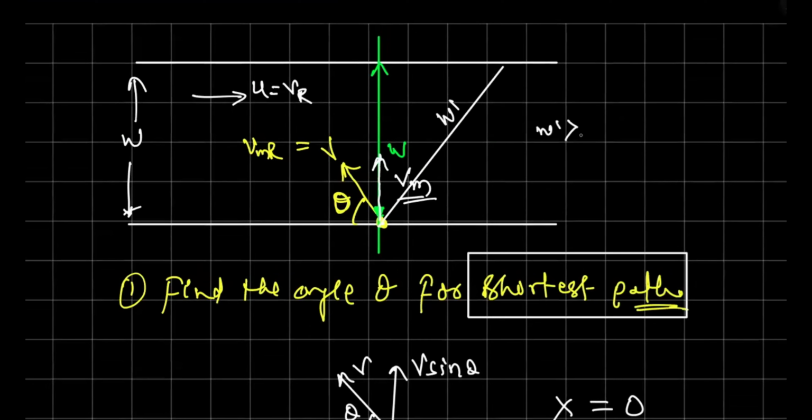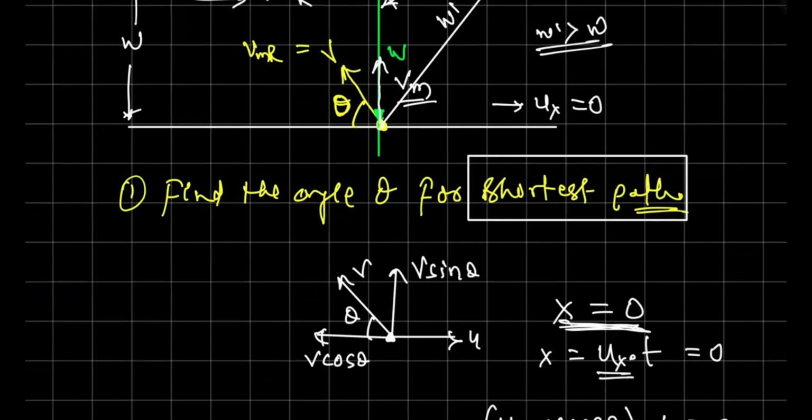W days is greater than w, right? Yes, sir. So what is the shortest possible path? That is perpendicular. If we have to go perpendicular, that means our velocity in x direction must be 0, right? Yes. We don't want to move in x direction. We want this direction 0. That's why I have taken here.